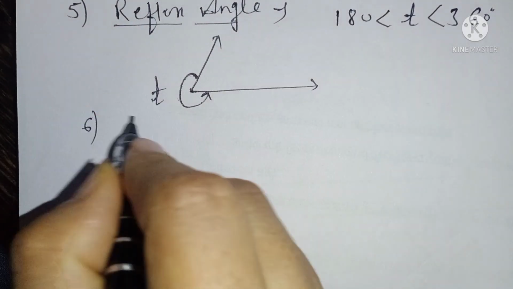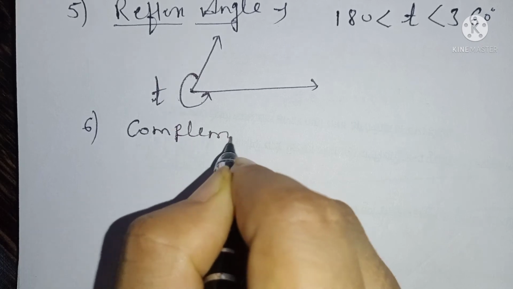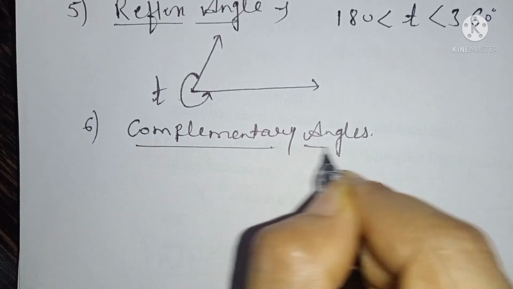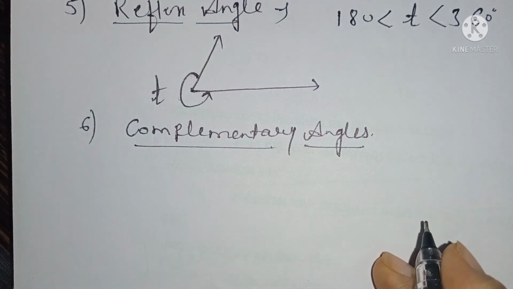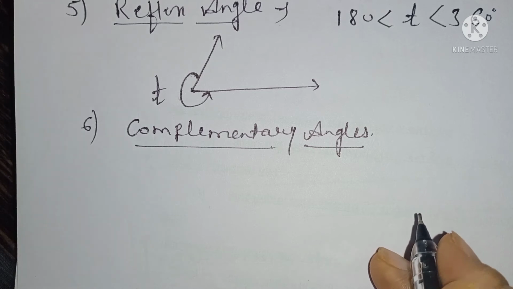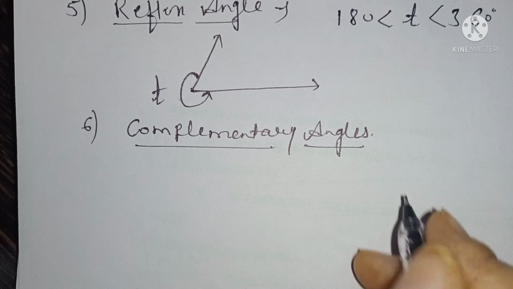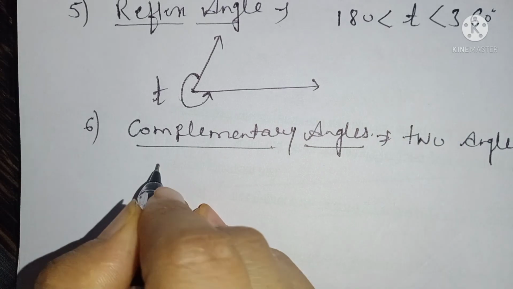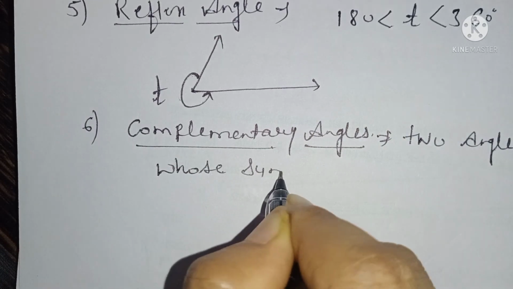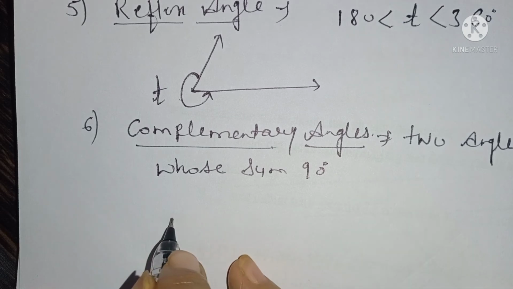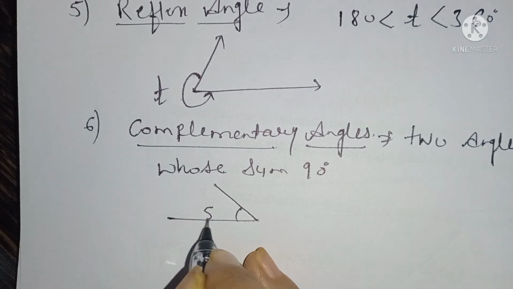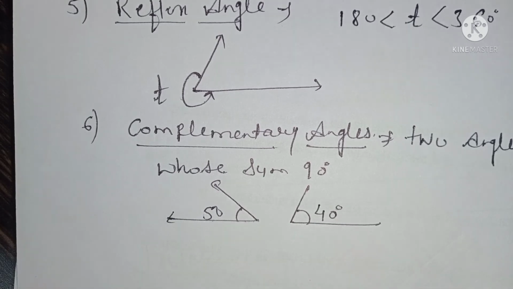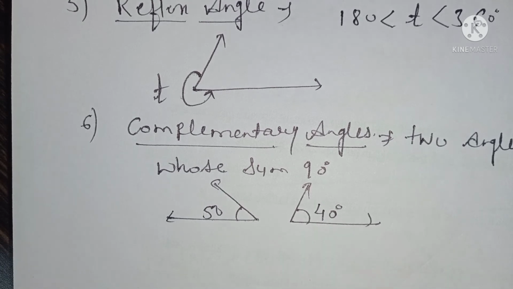Now the next is sixth, complementary angle. What is a complementary angle? Complementary angles are two angles whose sum is exactly 90 degrees. That was our complementary angle. Here, two angles whose sum is 90 degrees. For example, suppose this angle is 50 degrees and this angle is 40 degrees. So 50 plus 40 is 90 degrees. So I can say these two angles are complementary to each other.